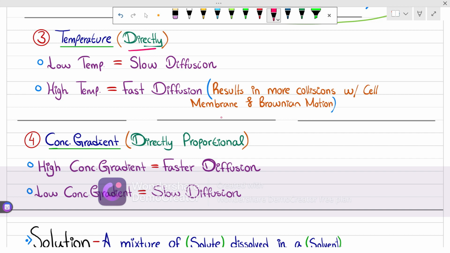The fourth factor affecting diffusion is concentration gradient, also directly proportional. High concentration gradient is equal to faster diffusion, and low concentration gradient is equal to slow diffusion.